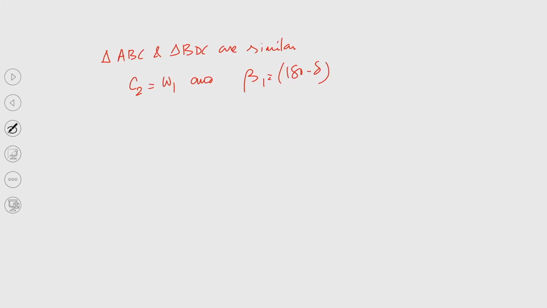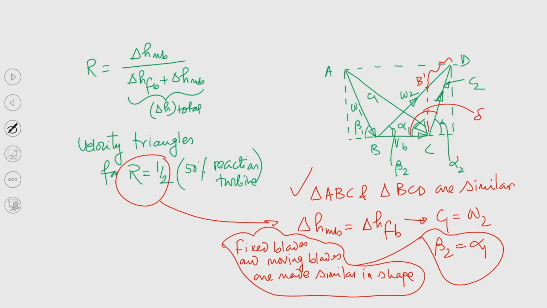Now, the question is, this beta 1 is not equal to beta 2 as blades are not symmetrical. Since blades are not symmetrical, blade angles are not equal. Blade angle at inlet is beta 1 and blade angle at outlet is beta 2, right. So, now what we can write, and try to understand from this figure.